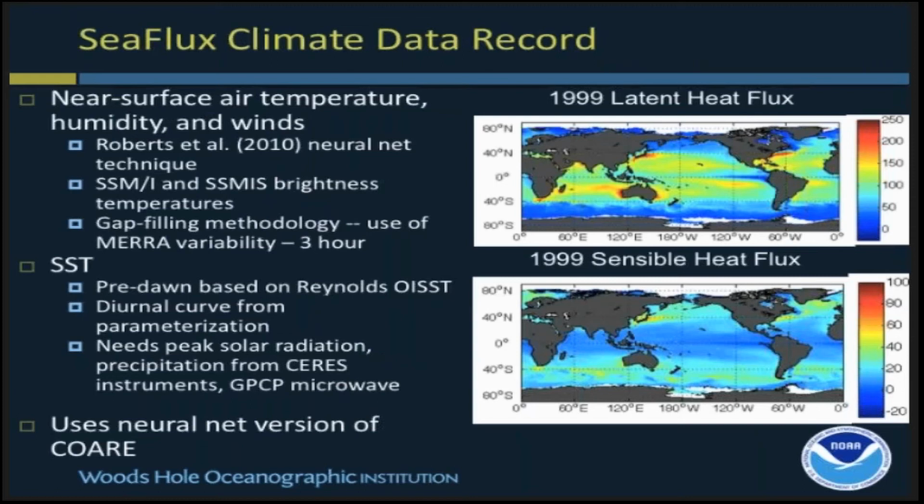Peng is part of the NOAA Climate Data Record Program. I have a data set that I produce from there that's the near surface air temperature, humidity, and winds over the ocean with an SST. And then the most important piece of that is the calculation of the surface fluxes of turbulent, sensible, and latent heat flux, so therefore evaporation as well.